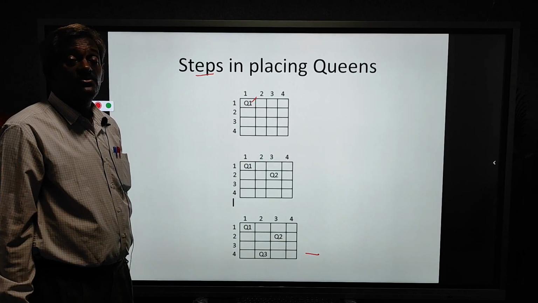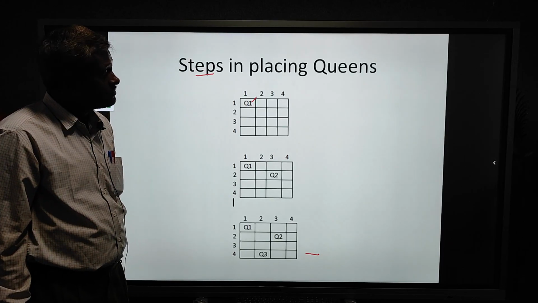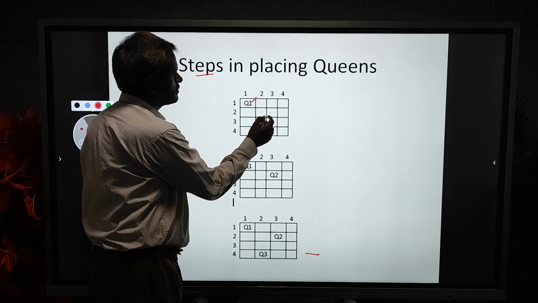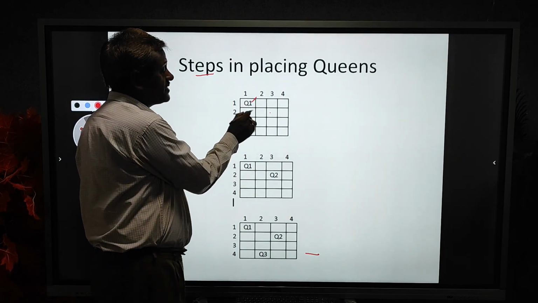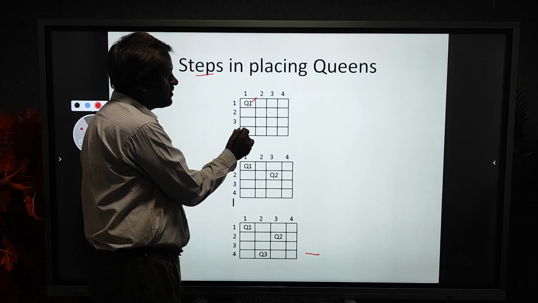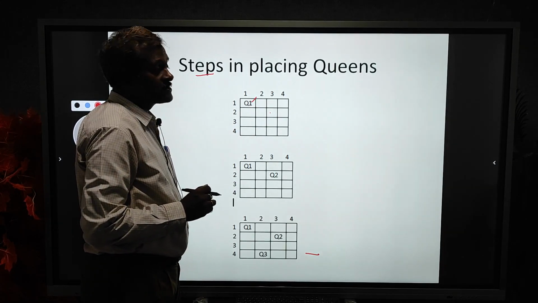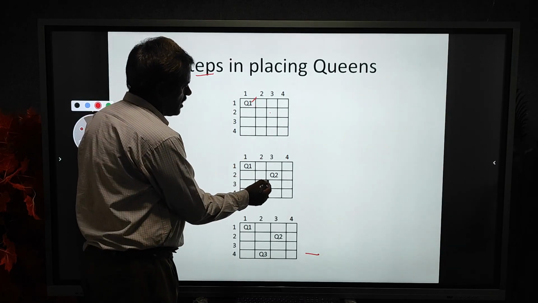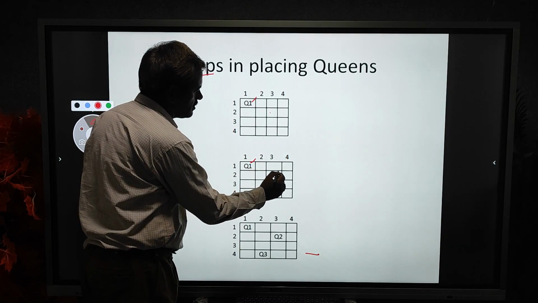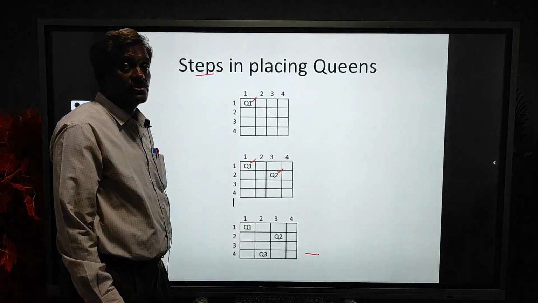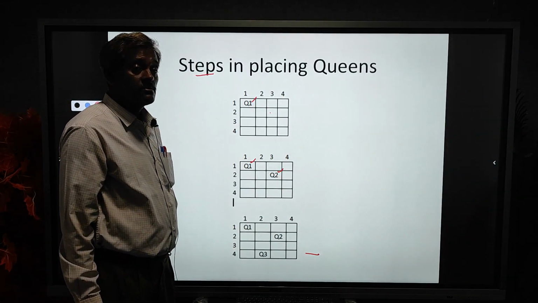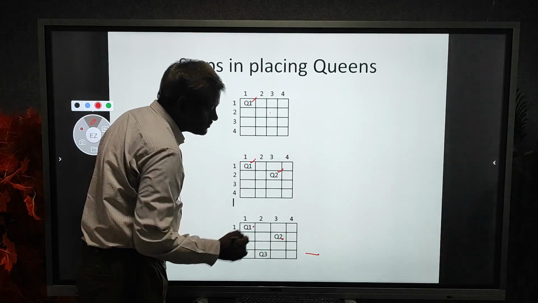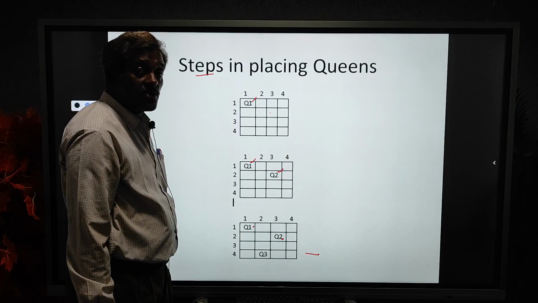Now I am going to check the feasibility for Q2. I am able to place it here, that is, this is not touching row wise, column wise, or diagonal wise. I am going to check other feasible solutions later. Now I placed Q1 here. This is one of the feasible solutions. So Q2 I kept. Now after keeping Q1 and Q2, I have to check for Q3.